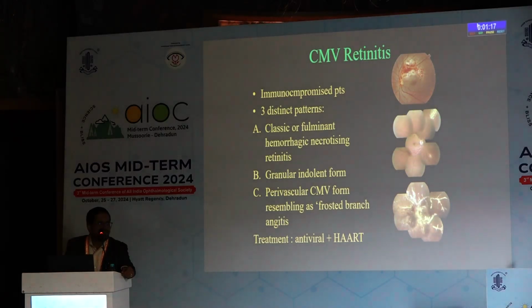CMV retinitis is again an entity which is seen in immunocompromised patients, and again the CD4 count is less than 50, and CMV retinitis manifests in 3 ways.